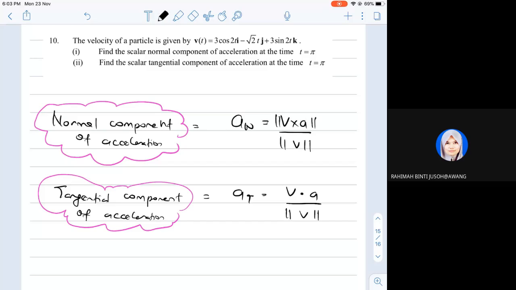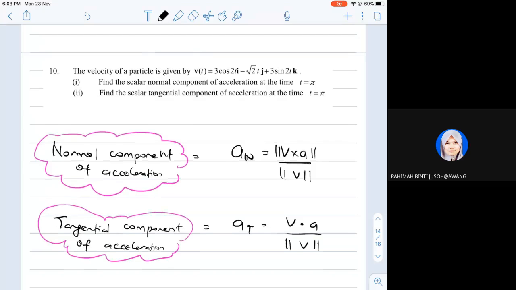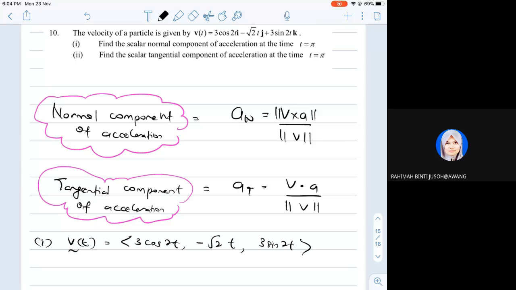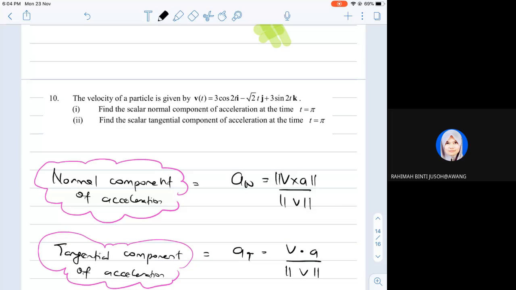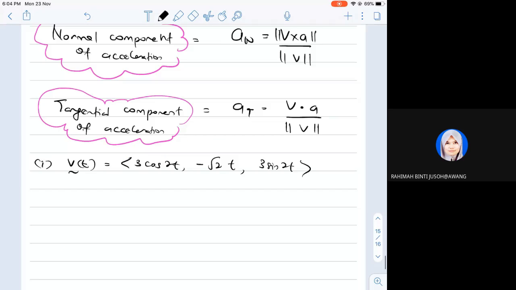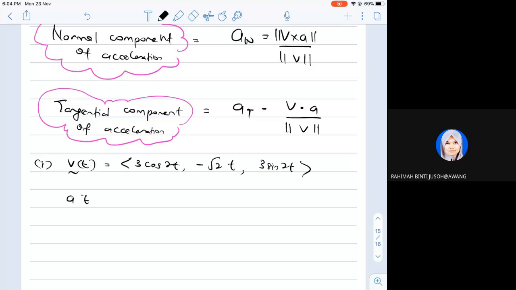Okay. So now, let's do this question. Number 1, we have V(t) equals 3 cos 2t, and then negative square root 2 t, and then 3 sin 2t. Okay, like this. So now we are asked to find the normal component of acceleration at time t equals pi. So of course we need to find the acceleration first.